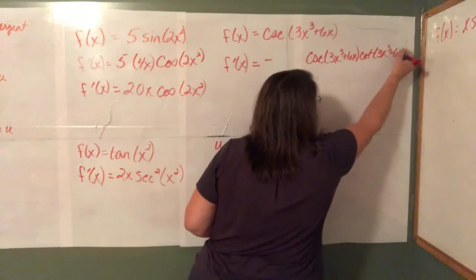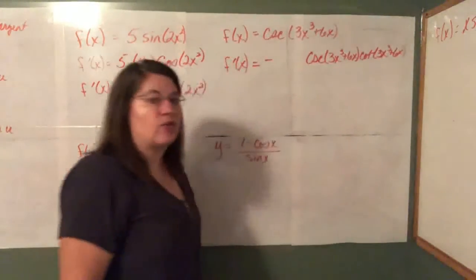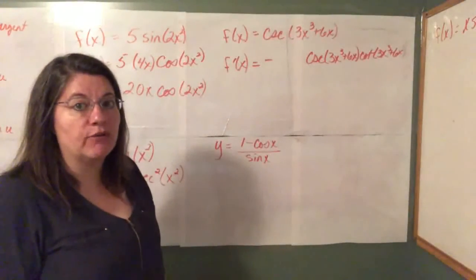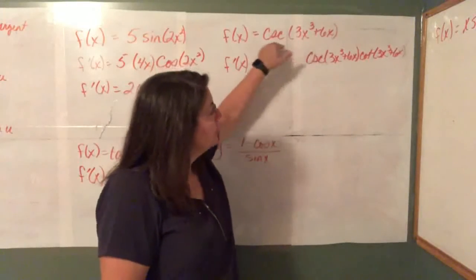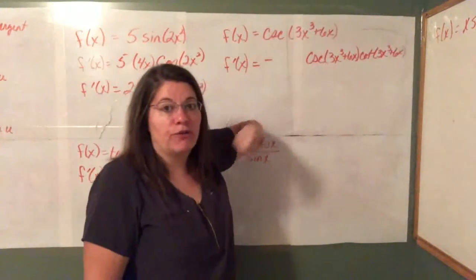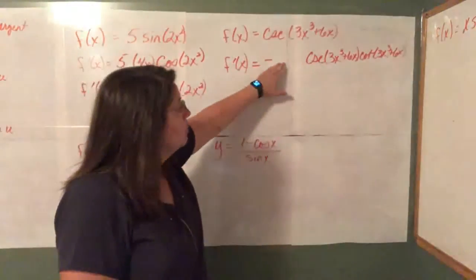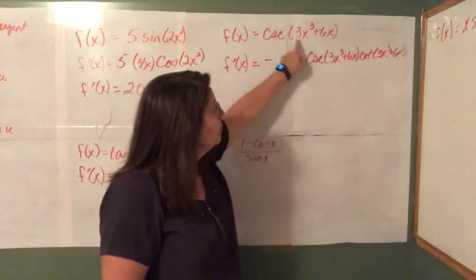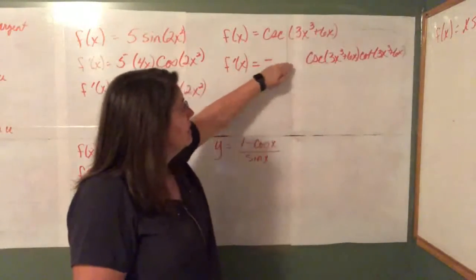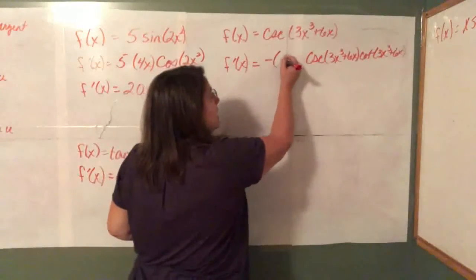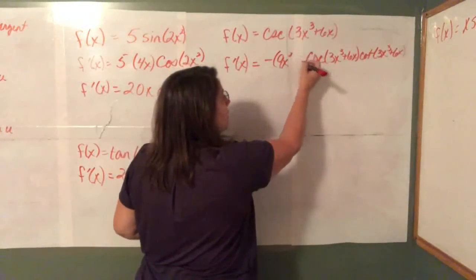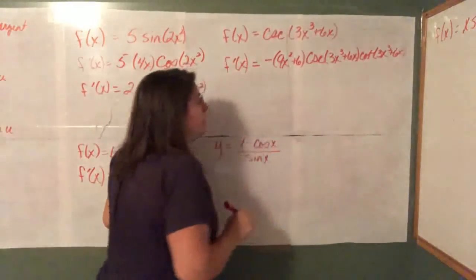We do not get rid of the 3x cubed plus 6x. We don't get rid of that. We keep that angle part with the derivative of that original function. And then we have to multiply by, now this was your u, 3x cubed plus 6x. So then in the front, we have to have the derivative of the u part. So that would be 9x squared plus 6. I then put it in parentheses.